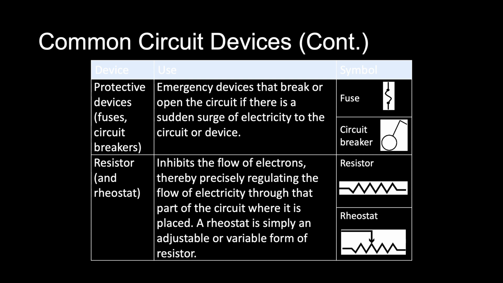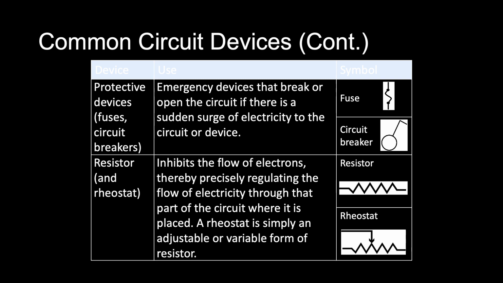Protective devices, such as fuses and circuit breakers, act as emergency devices that break or open the circuit if there is a sudden surge of electricity to the circuit or device. So this act of opening the circuit protects the other circuit elements and the device as a whole. A fuse is simply a section of special wire. Usually it's encased in glass, and it quickly melts if the current flow rises excessively, and this will also open the circuit. A circuit breaker acts in the same manner as a fuse.